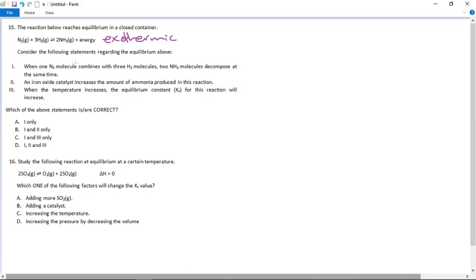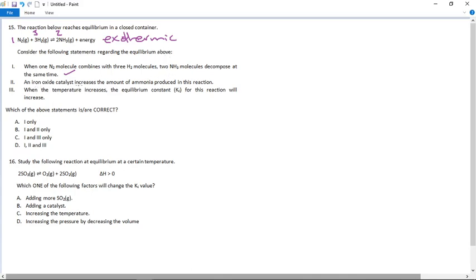Okay, so at equilibrium, the rate of the forward reaction equals the rate of the backward reaction. So when one nitrogen molecule combines with 3 hydrogen molecules, 2 ammonia molecules decompose at the same time. This is true because that means the rate of the forward reaction is proceeding at the rate of the backward reaction, because these are in their stoichiometric concentrations as per the balanced equation.